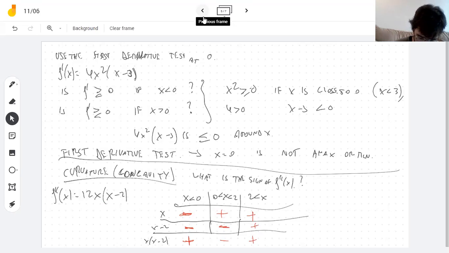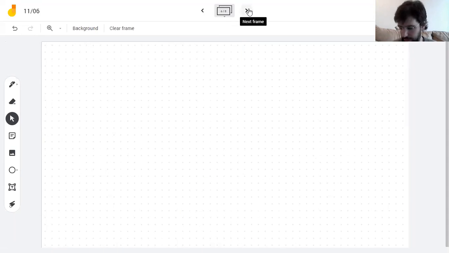Do a really good sketch of this function now. What do I know so far?